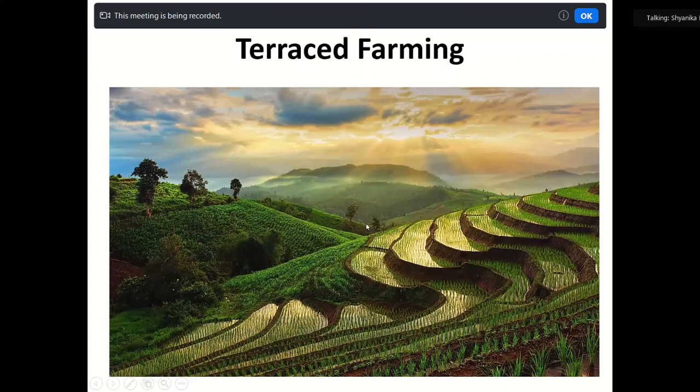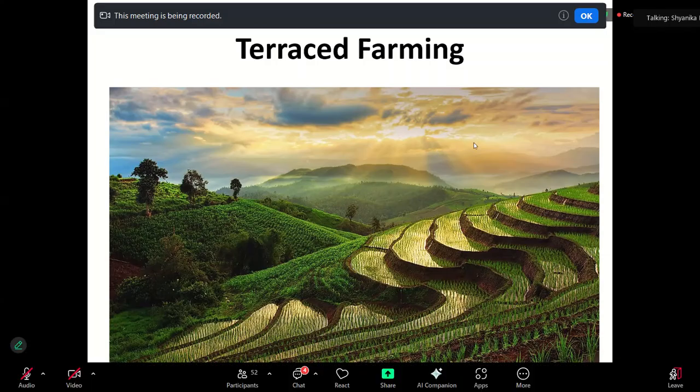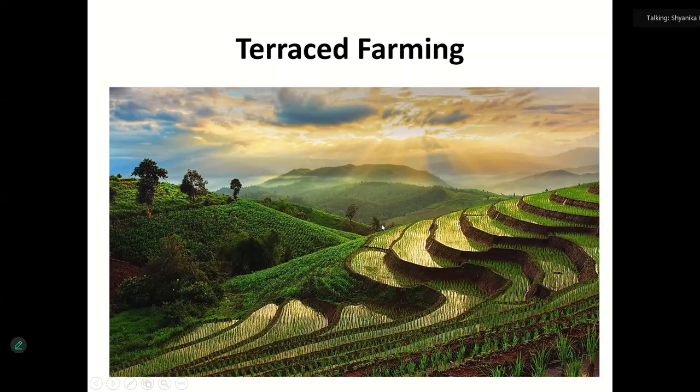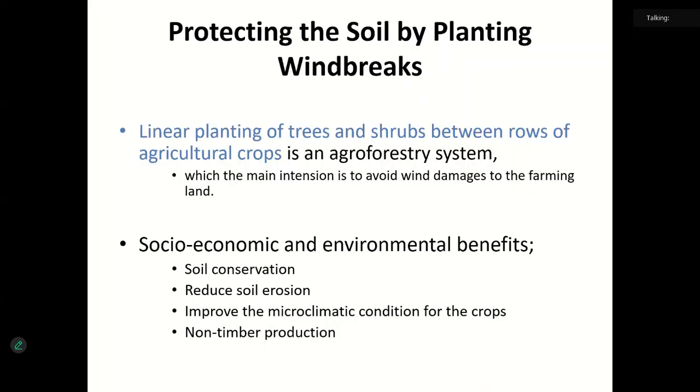Okay, here you can see the terrace farms, how they look like. The water is stagnating in each and every terrace, and it will reduce the soil erosion and transporting soil into the downstream. Then we can plant windbreaks, right? We can protect soil by planting windbreaks.